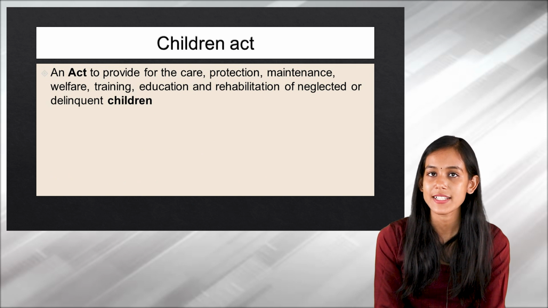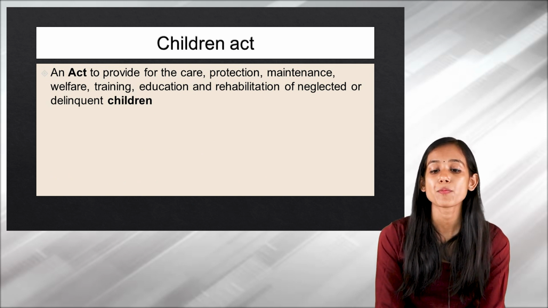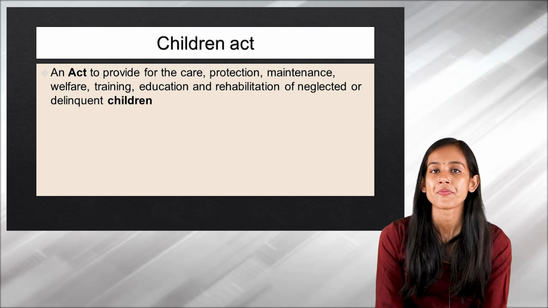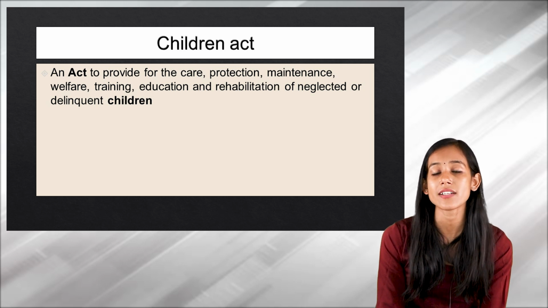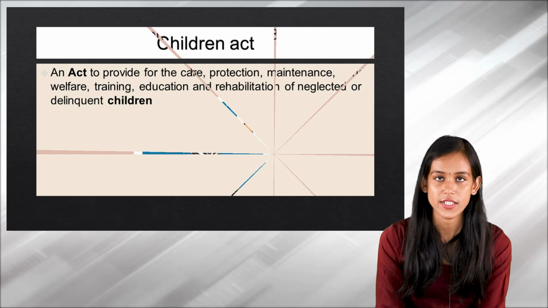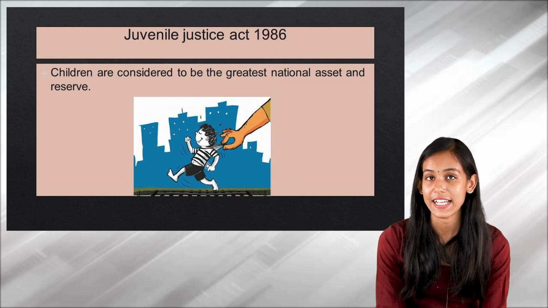So, the Children Act 1960 is to provide the care, protection, maintenance, welfare of the children, training, education, and rehabilitation of neglected or delinquent children. So the next is the Juvenile Justice Act 1986.